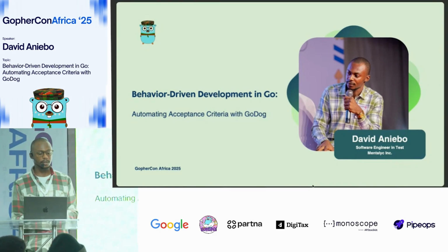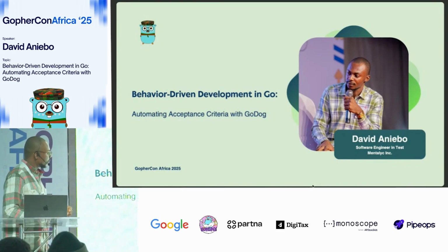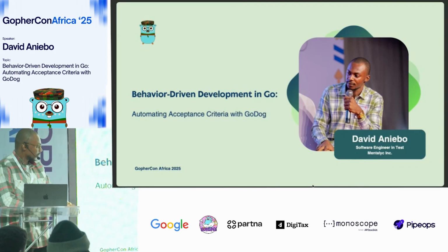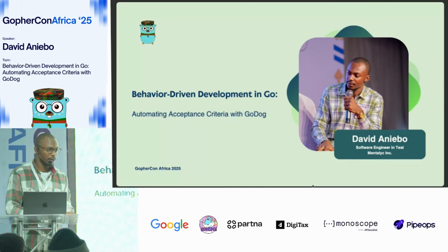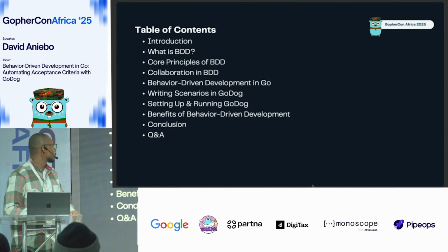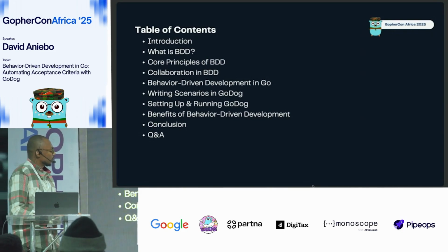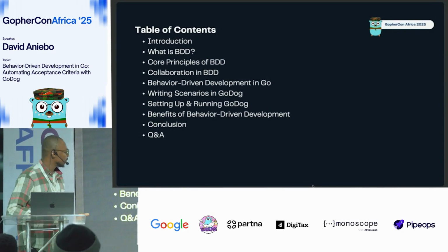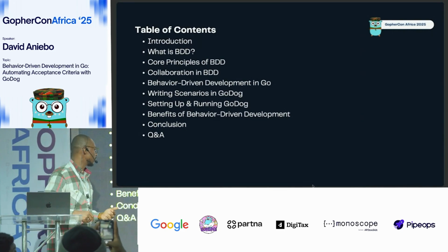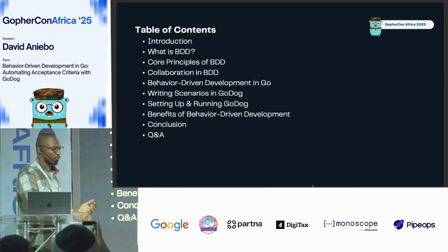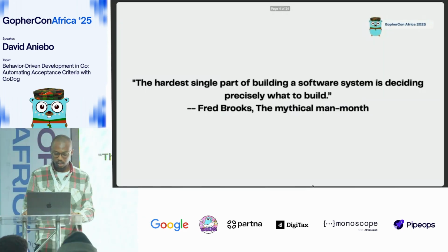So today, I'll walk you through behavior-driven development in code: automating acceptance criteria with GoDog. I'll walk you through what BDD is, the core principles of BDD, the collaboration in BDD, and also behavior-driven development in Go, how to write scenarios in GoDog, and setting up and running your GoDog environment. So let's get started.